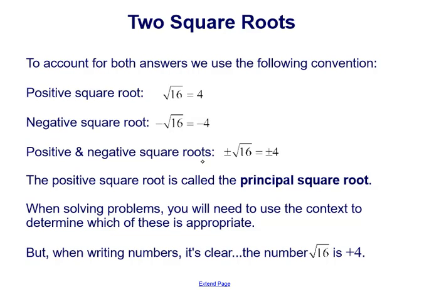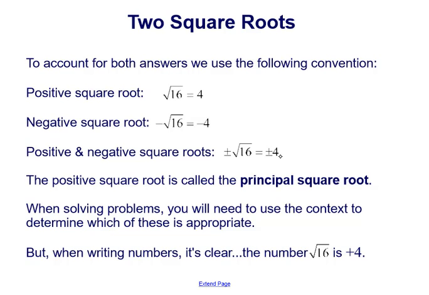Now if we want both, outside of the radical symbol, we're going to put the plus or minus symbol. That will tell us to do the positive and negative square roots. So plus or minus the square root of 16 is equal to plus or minus 4. That would indicate both answers.